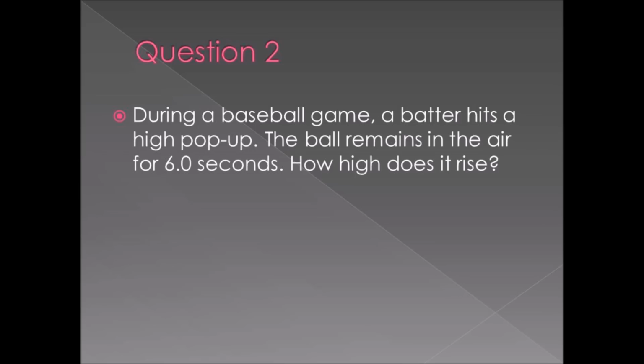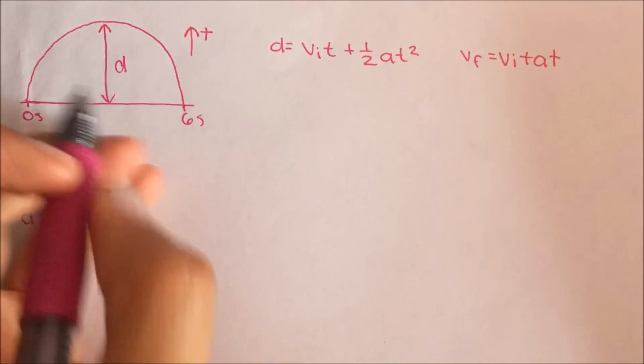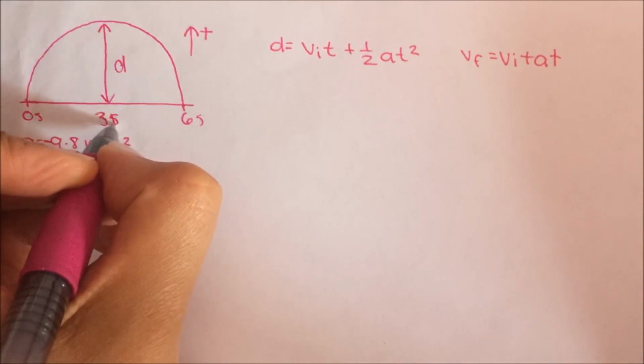During a baseball game, a batter hits a high pop-up. The ball remains in the air for 6 seconds. How high does it rise? So for this one, if it stays in the air for 6 seconds, that means that it's going to reach its highest height in 3 seconds.